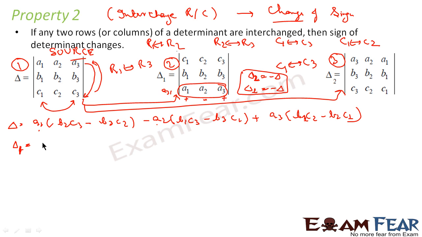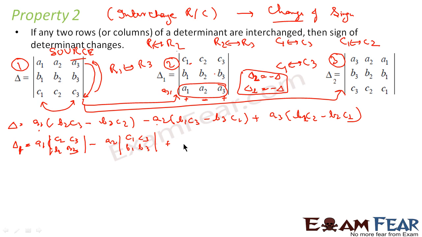So let me write this. This becomes A1 into, once I select A1, row 3, column 1 is gone. I'm left with C2, B3, and B2, C3. Minus, because I plus J is odd here, A2 into, I select A2, row 3 is gone, column 2 is gone. I am left with C1, C3, B1, B3.